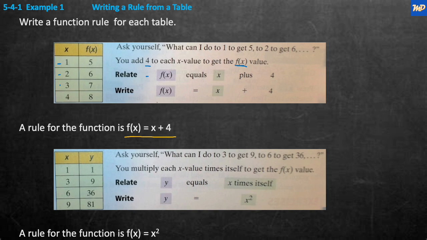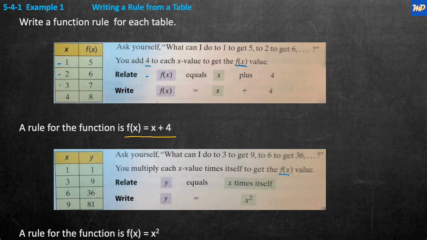So it looks like 3 squared is 9. 6 squared is 36. That's why it helps to know your multiplication tables. Take this opportunity to think, I can get my multiplication tables and study them. It's going to help in these types of problems. 9 times 9 is 81. There it is. So you can multiply each x times itself, or square it, and get the f of x values.